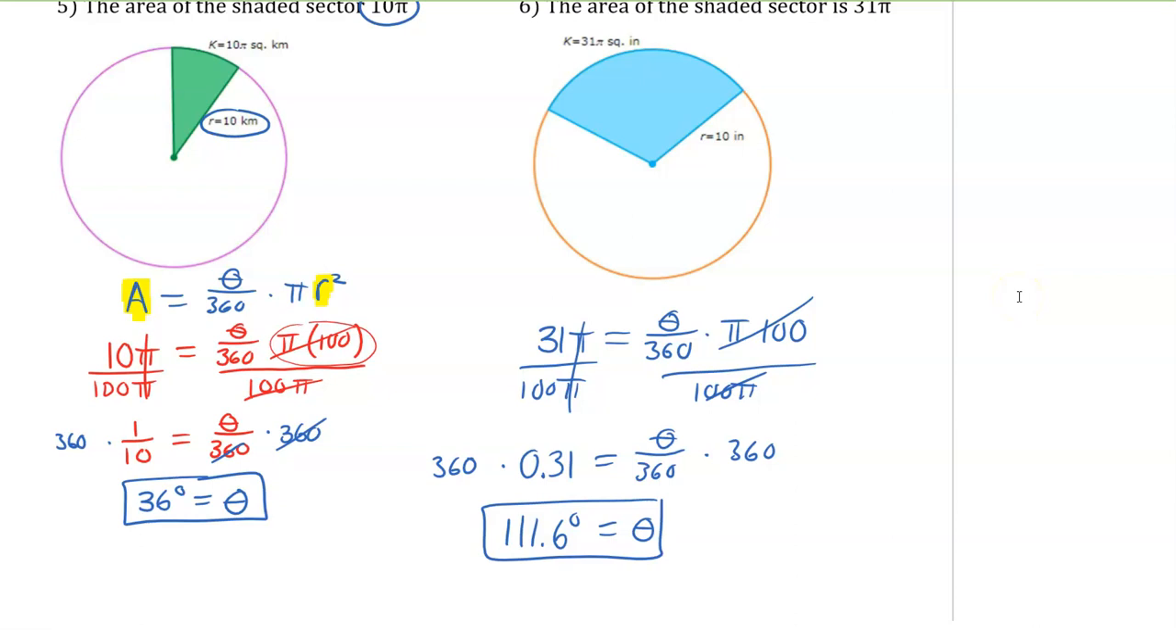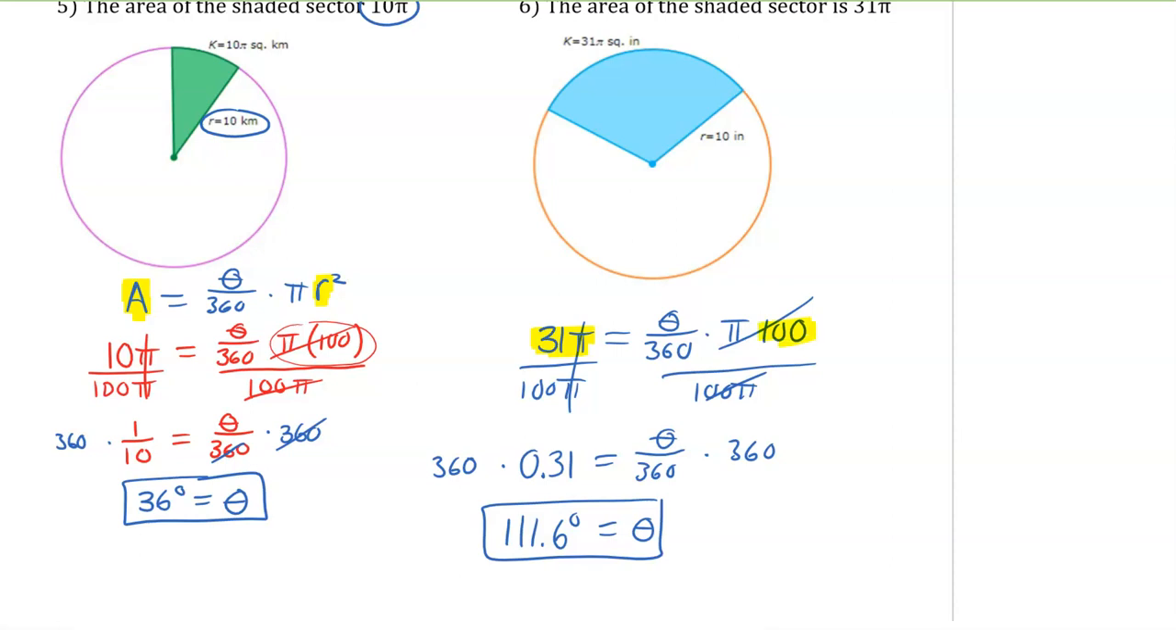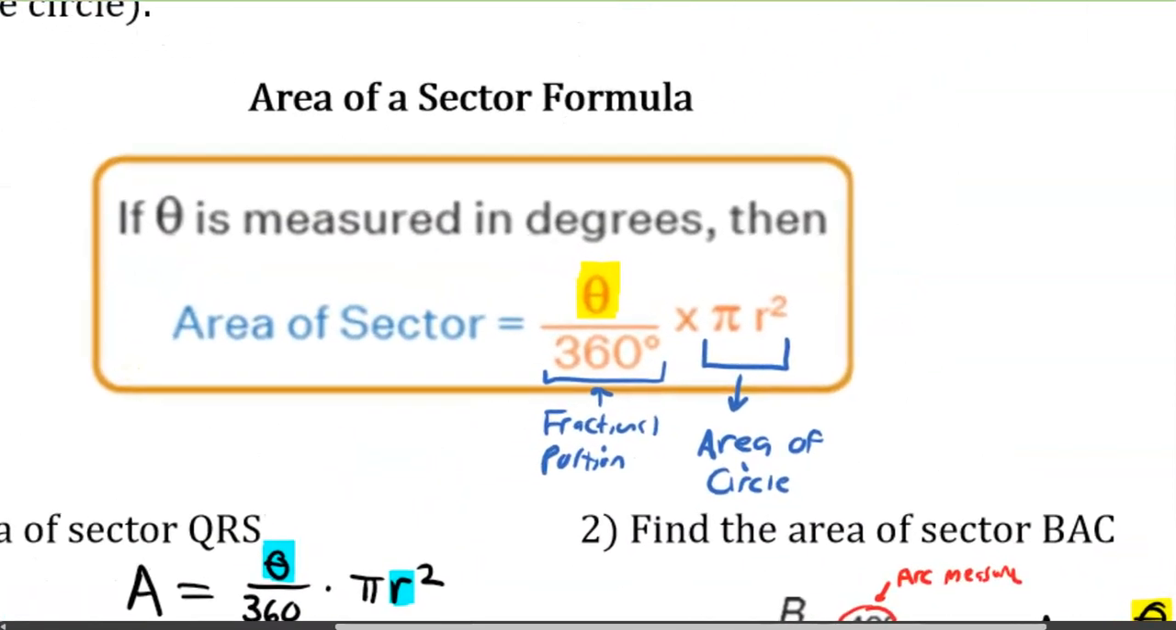Here is our final example of the lesson. So here we go. We have our area of 31 pi. We have our radius of 10, which I already squared here and got 100. So we do the same thing I did in the last problem. I'm going to divide both sides by the pi times 100 or 100 pi, whatever you want to call it. When I do that in my calculator, I'm going to get 0.31. Last step here to get rid of the over 360, we multiply by 360, and we come up with a result of 111.6 degrees.